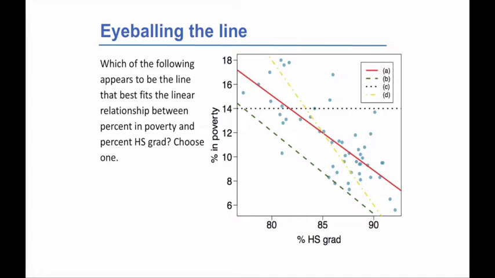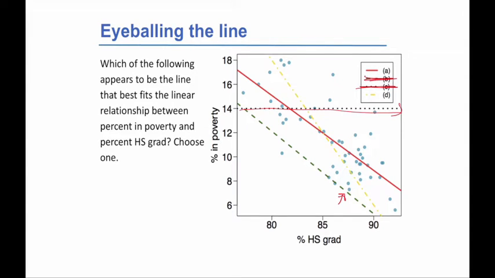It's definitely not C, right? C has a slope of 0, and we know that this line should have a negative slope. So that's not going to go through all of our data. This green line, B, seems to be well under most of the data. It's going to underestimate most of the points. So not that one.